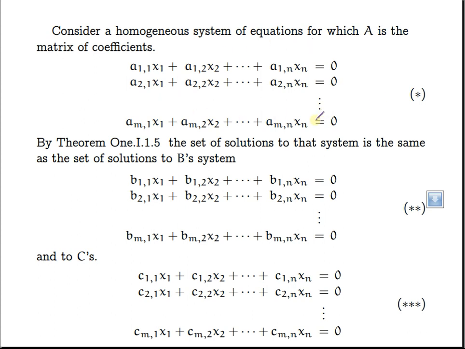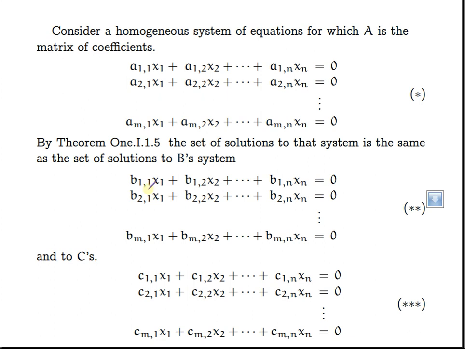Okay, if there are two reduced row echelon forms for A, both matrices correspond to systems that have the same solutions as the original system. So the solutions of this system must be equal to the solutions of this system, which must be equal to the solutions of this system.